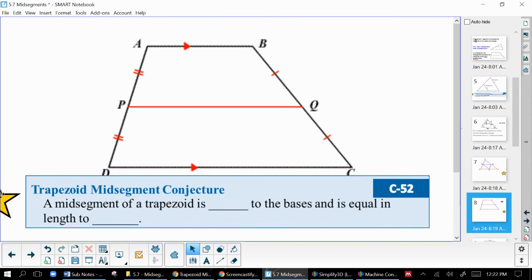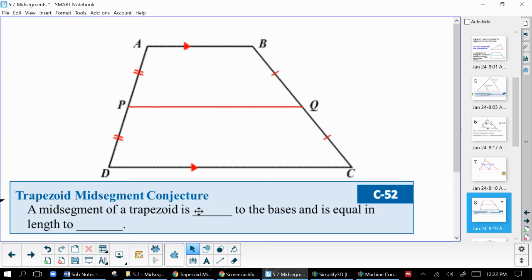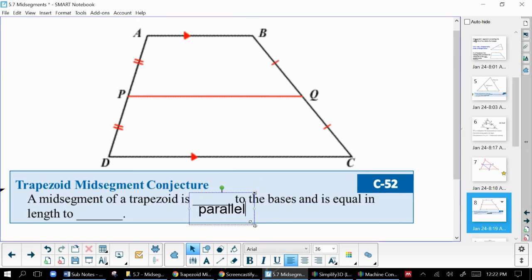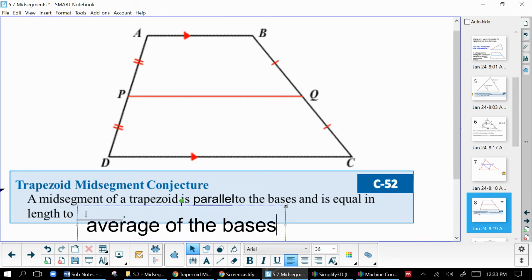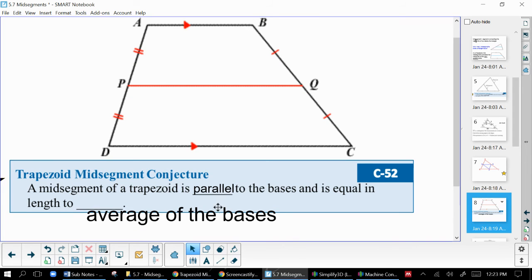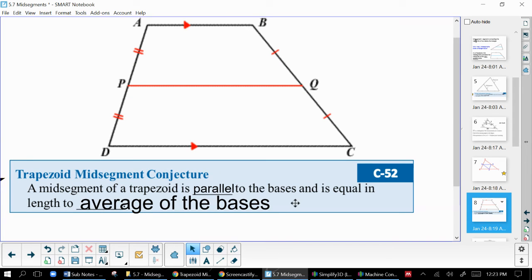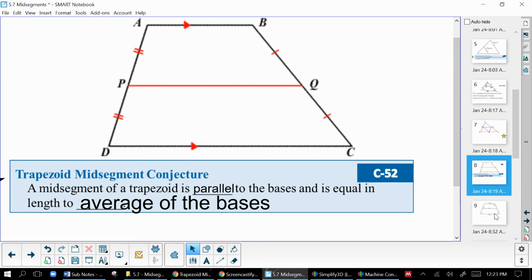The mid-segment of a trapezoid is still parallel to the bases. And it is equal in length to the average of the bases. So I'm going to take the average, find the number exactly in the middle of the 2 bases, and that's what my mid-segment is going to be. That's how long it's going to be.